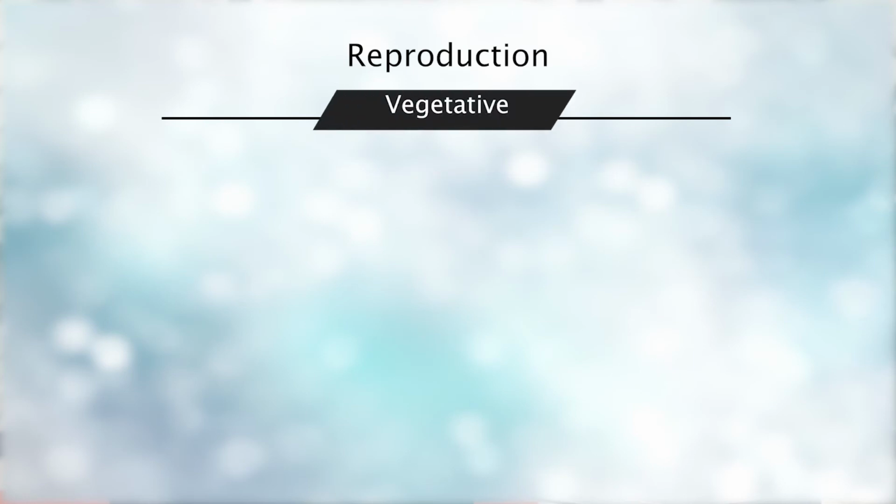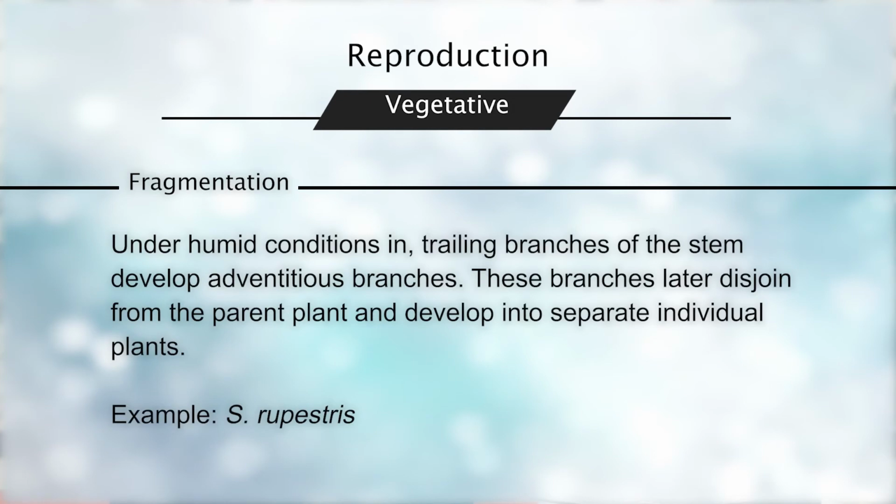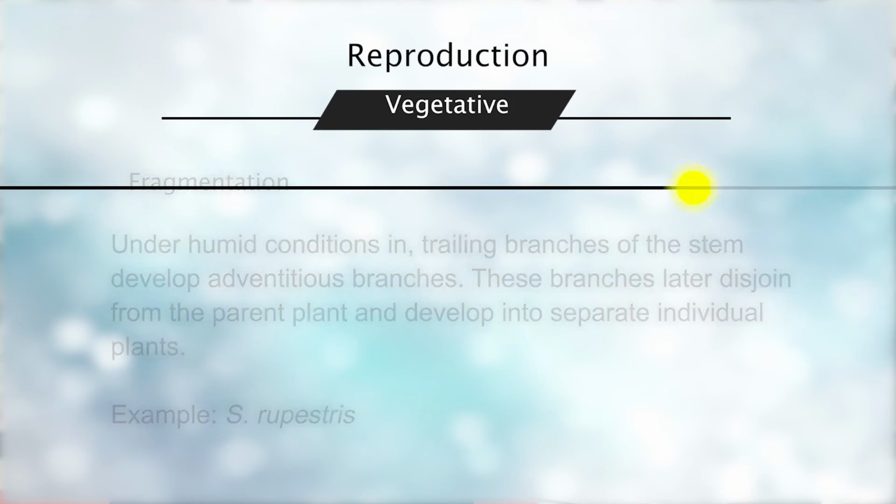So first we will be discussing the vegetative reproduction, fragmentation. Sometimes some adventitious branches grow from the stem. These adventitious branches can detach from the parent plant and can give rise to a new plant.